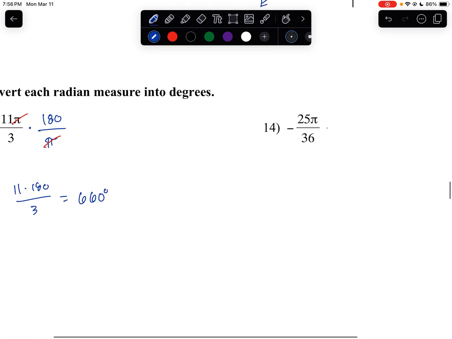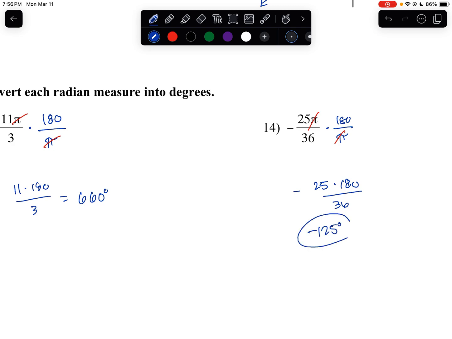Same thing here. I'm going to multiply by 180 divided by pi. The pi's are going to cancel because there's one in the numerator, one in the denominator. This is negative 25 times 180 divided by 36. So 25 times 180, and then divide that by 36, and I get negative 125 degrees.